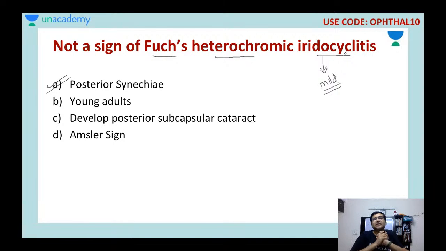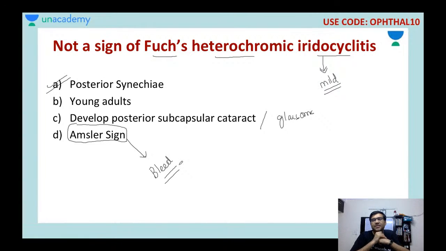Very important is that because these patients have mild uveitis, they do not come to know about this disease unless they develop a posterior subcapsular cataract or they develop glaucoma. When you start doing an intraocular surgery in this case, as soon as you enter the anterior chamber, you get a bleed in the anterior chamber.